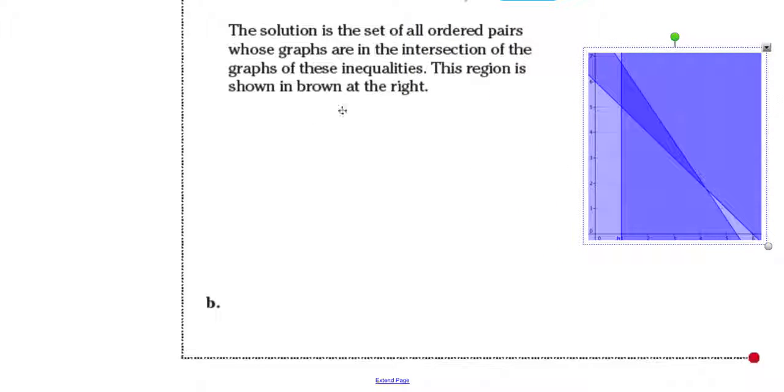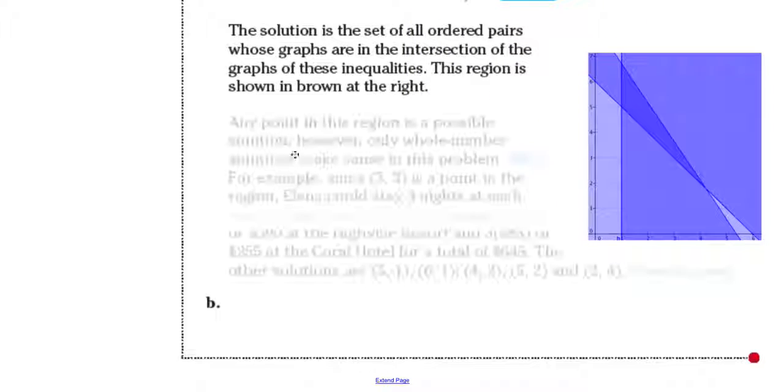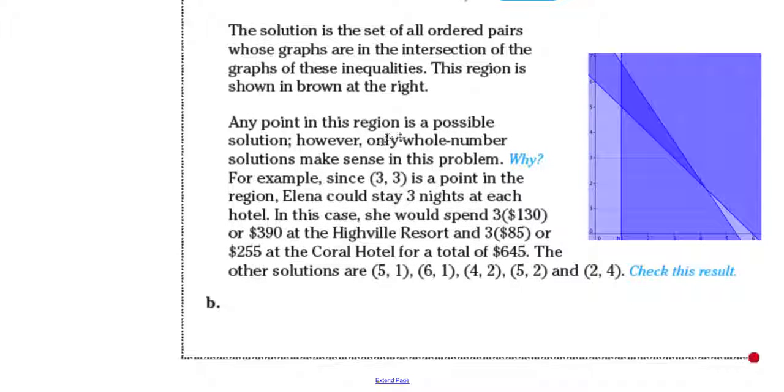Okay, so let's pretend that region is brown. Any point in this region is a possible solution. However, only whole number solutions make sense in this problem. Why? Because obviously you cannot spend half a night or a quarter of a night in one hotel. For example, since (3, 3) is a point in the region, we know that's inside. Elena could stay 3 nights at each hotel.